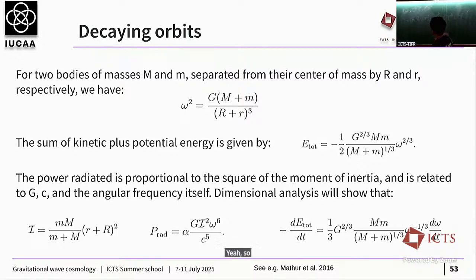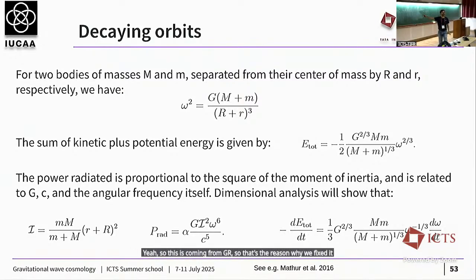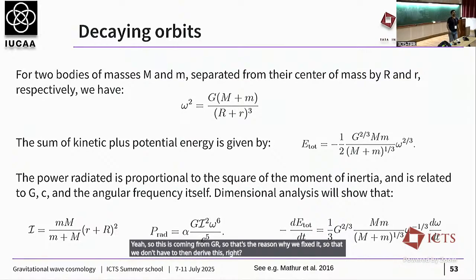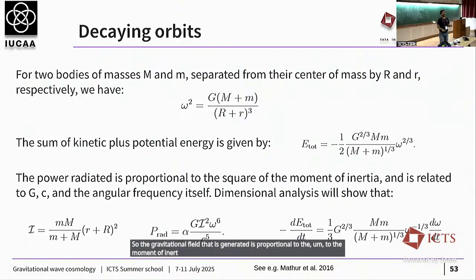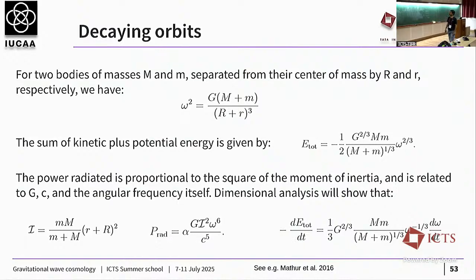Yeah, so this is coming from GR. So that's the reason why we fixed it, so that we don't have to then derive this, right? So the gravitational field that is generated is proportional to the moment of inertia. And so the energy radiated is related to I square. Okay, so once you do that, then you should be able to get basically this expression here.